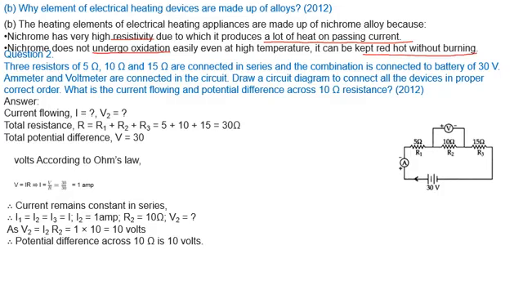Okay. Now question number 2. Three resistors of 5 ohm, 10 ohm and 15 ohm are connected in series, and the combination is connected to a battery of 30 volt. An ammeter and a voltmeter are connected in the circuit. Draw a circuit diagram to connect all the devices in the proper order. What is the current flowing and the potential difference across the 10 ohm resistance? So first we have to draw the diagram.